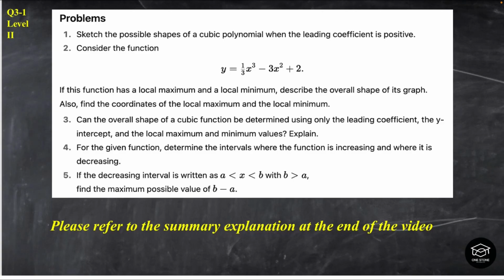Explore cubic functions and optimization step by step. First, if the leading coefficient of a cubic polynomial is positive, the graph always begins in the lower left and ends in the upper right. There are three possible shapes.